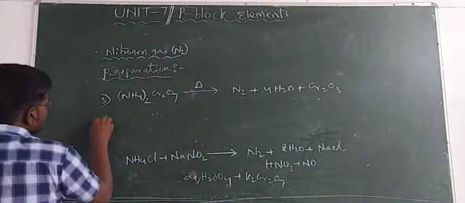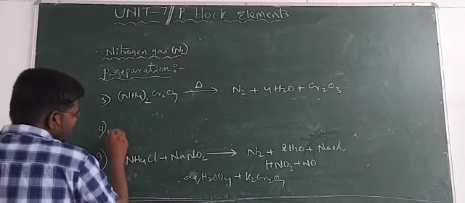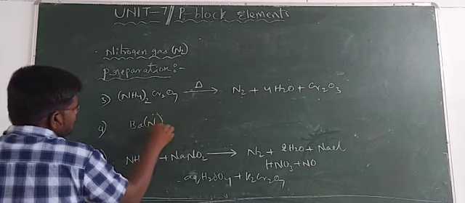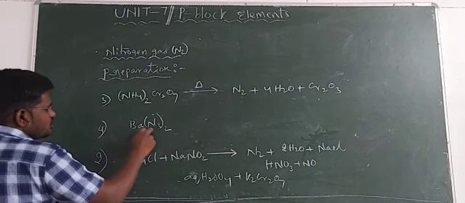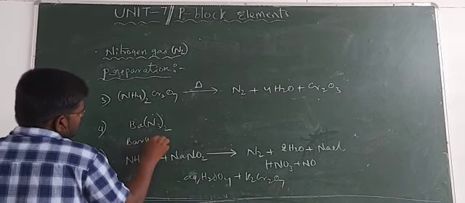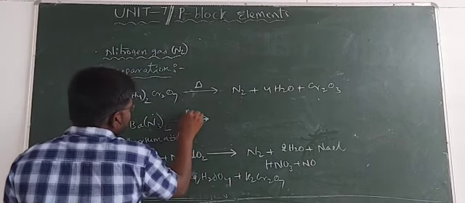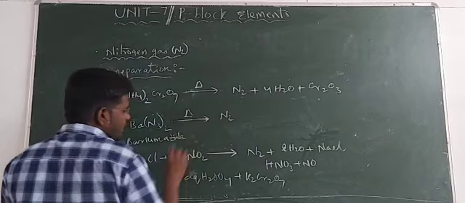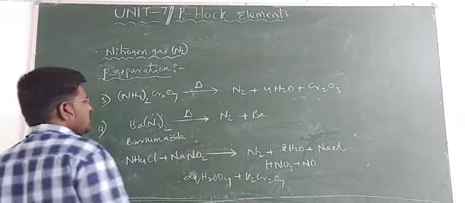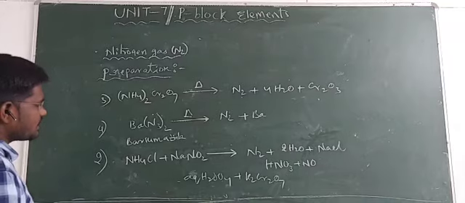And the fourth method: we can get nitrogen gas by heating metal azides. One example is barium azide, formula Ba(N3)2. N3 is known as azide. Upon heating this barium azide, we will get pure nitrogen gas and barium metal. So nitrogen is our desired product. These are the four different methods to prepare nitrogen gas.